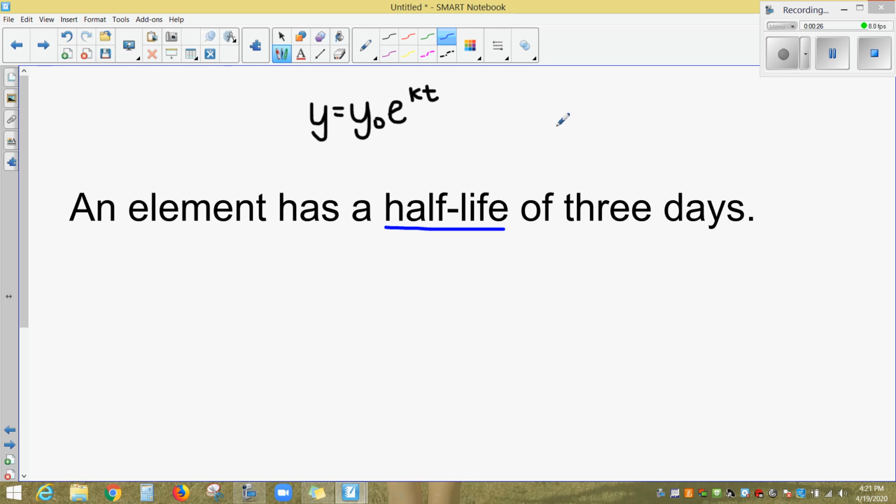of an element is. The half-life is an amount of time, and specifically it's the amount of time until half of whatever you started with remains. So if you start with 10 grams, it's the amount of time until there's only 5 left. If you start with 2 grams, it's the amount of time until there's only 1 left.